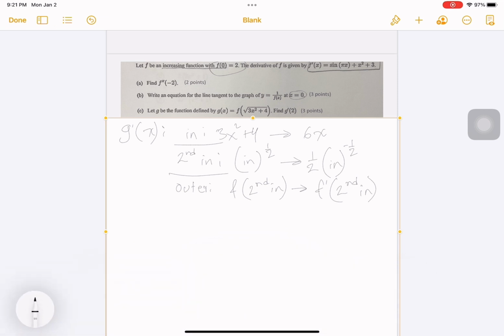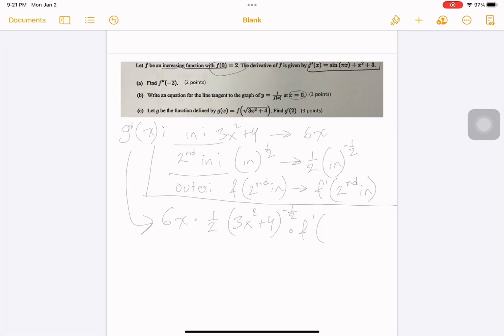Now if we substitute all of these in and we find the derivative, we get g prime of x as 6x times 1/2 of our inner function, which is 3x squared plus 4 to the negative 1/2, right? Times f prime of our second inner, and our second inner is our first inner to the 1/2, so it'd be the same as square root of 3x squared plus 4.